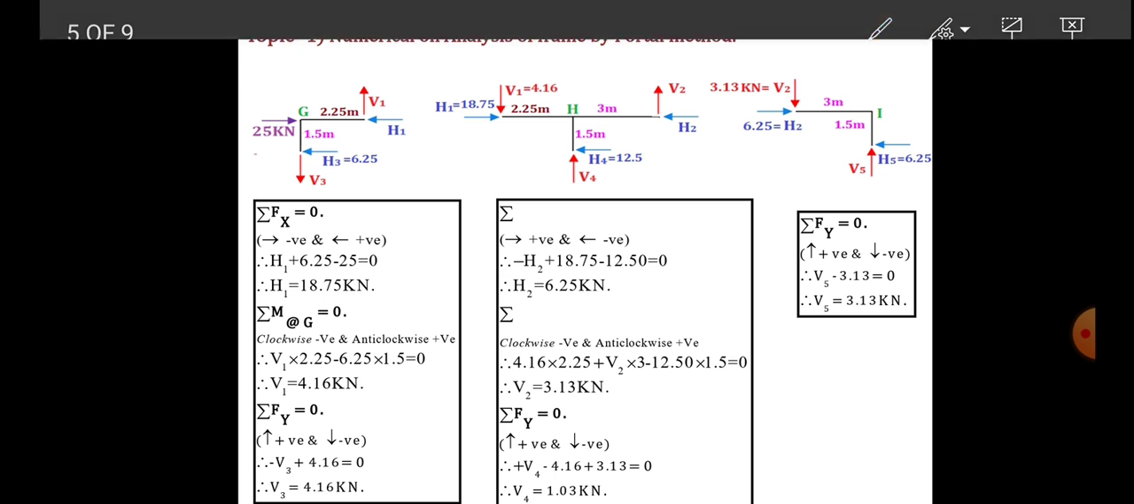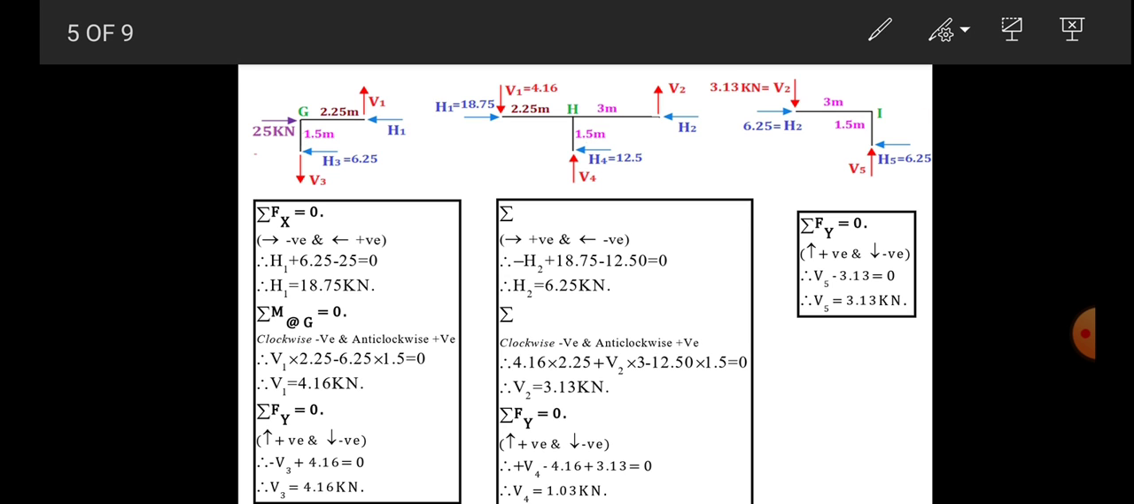Upward force is taken positive, and downward is negative. So the vertical forces are 2 plus V1 and minus V3 is equal to 0. V1 we know from the previous calculation is 4.16. Putting that here, we get V3 is equal to 4.16 kilonewton.